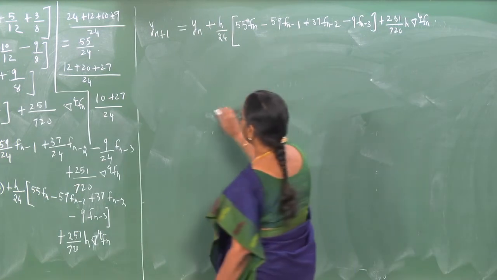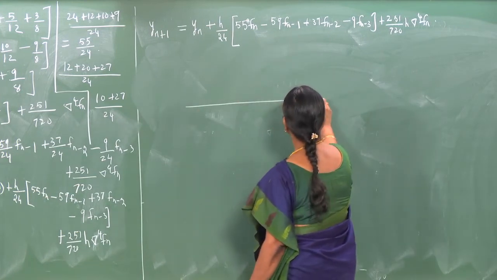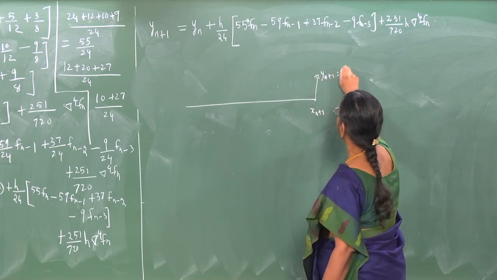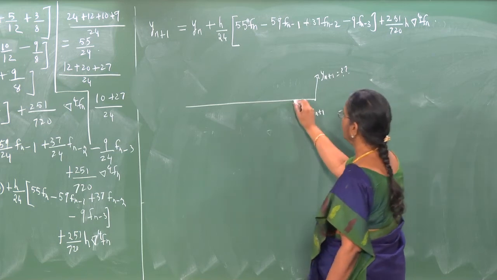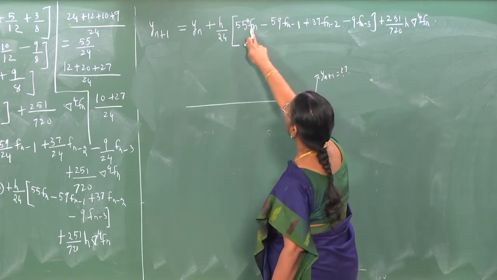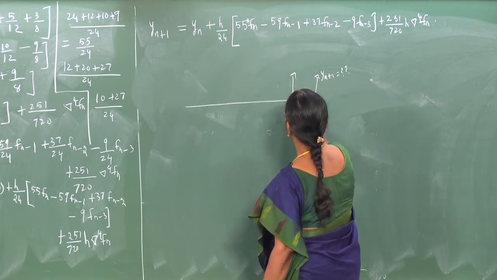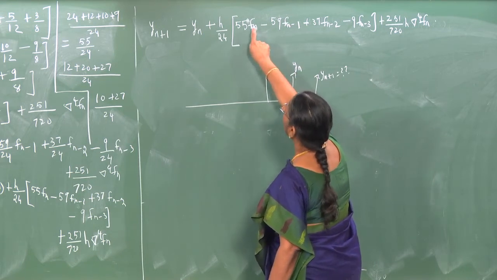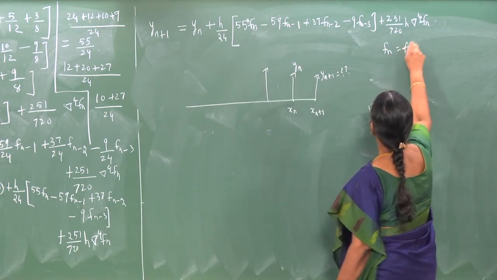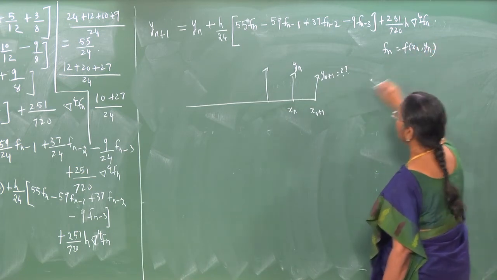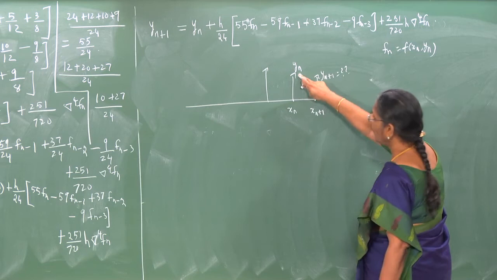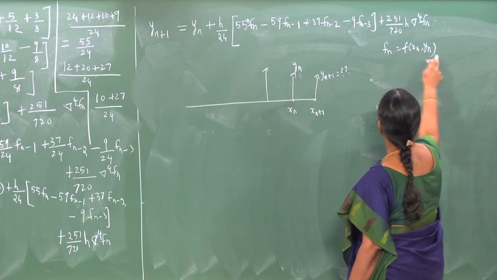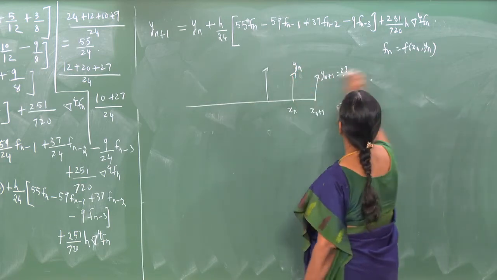So, what does this method indicate? Suppose you require the solution at this point xn plus 1, namely yn plus 1 is what you have to find. Then you require the knowledge of the value at xn, which is yn, and Fn is f of xn, yn. So, when you know yn at xn, then you can compute f of xn, yn. So, this term is known.